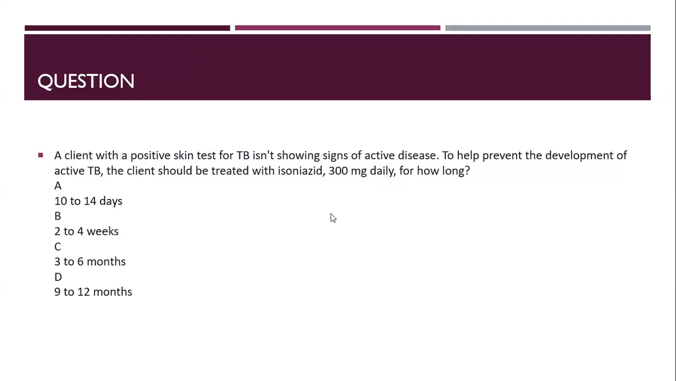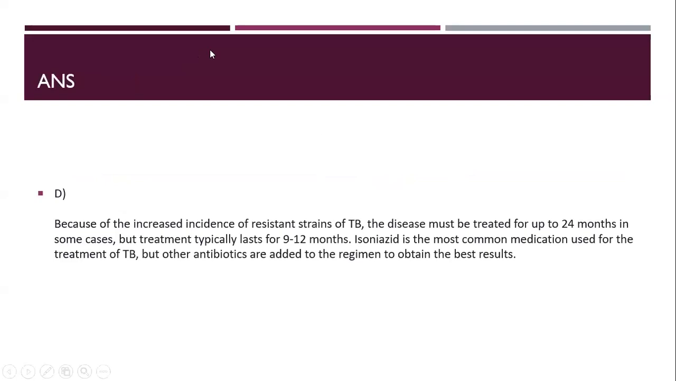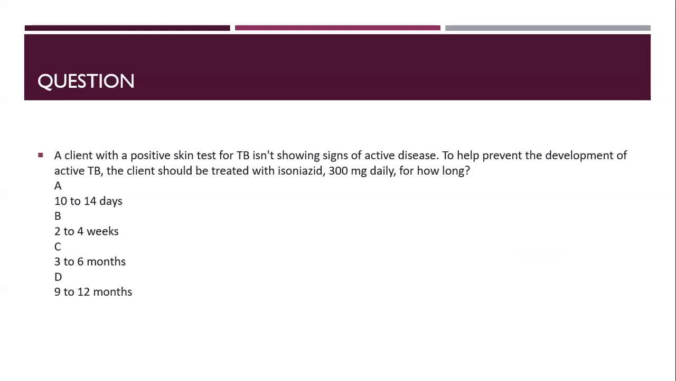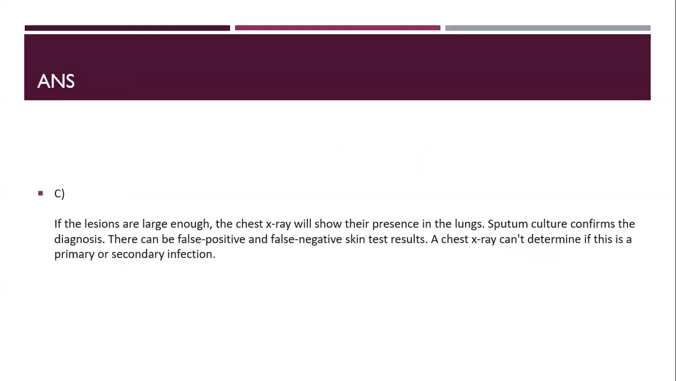The answer is D, 9 to 12 months. Because of the increased incidence of the resistant strain of TB, the disease must be treated up to 24 months in some cases, but treatment typically lasts 9 to 12 months. Isoniazid is the most common medication used for treatment of TB, but other antibiotics are added to the regimen to obtain the best result. So you treat it with 9 to 12 months, okay?